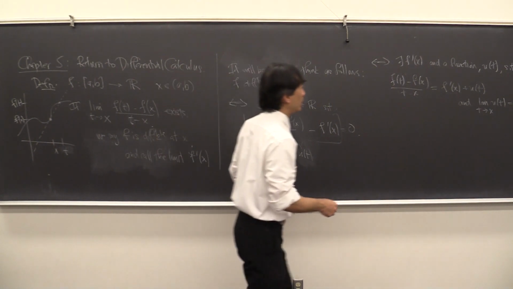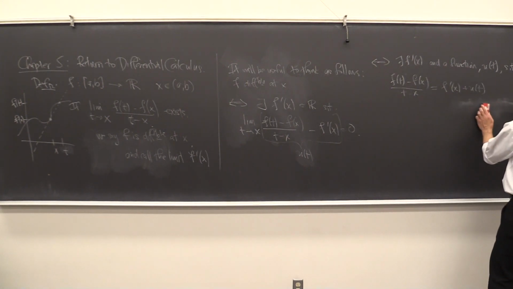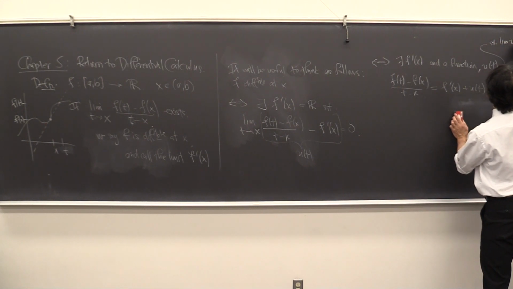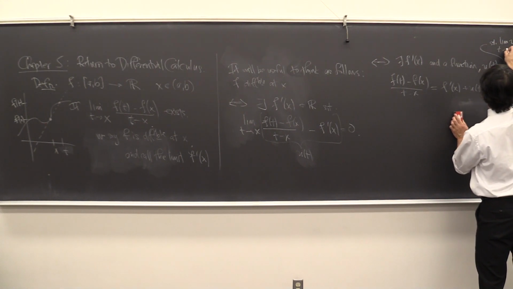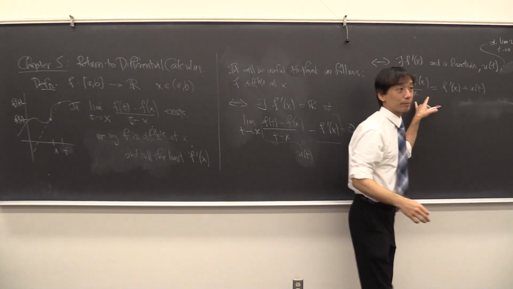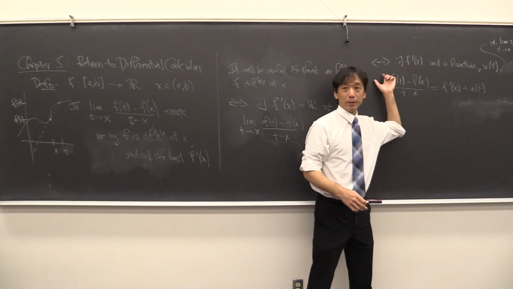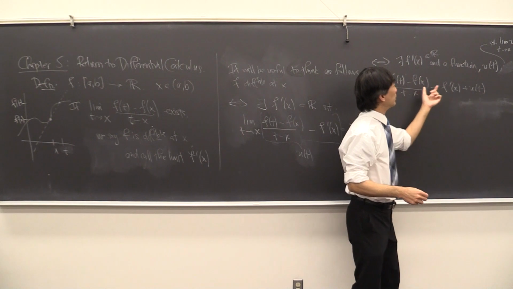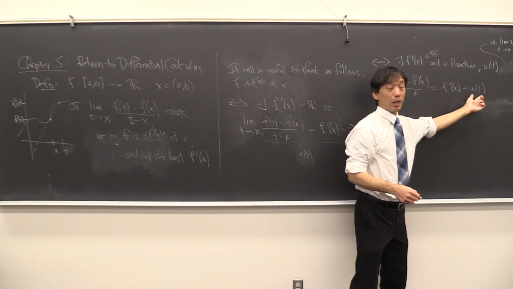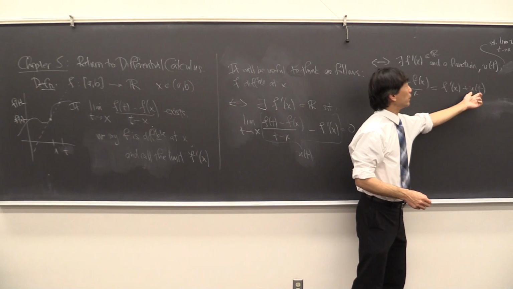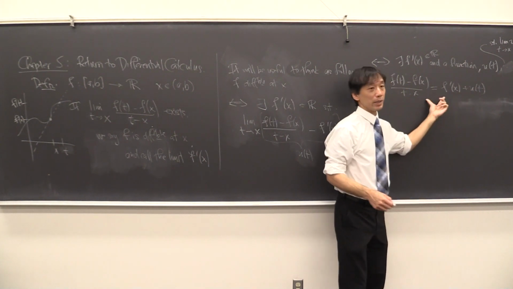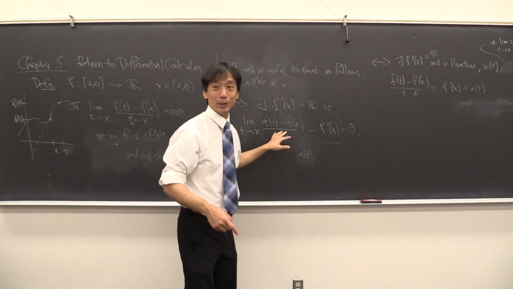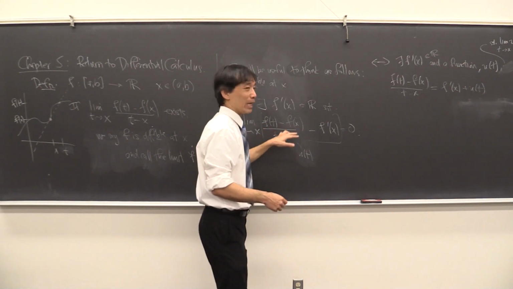Maybe it's a little better narrative to say there exists this function u of t such that the limit of u of t is 0 as t approaches x, and this thing happens. So differentiability is the same thing as the existence of some number and some function that goes to 0 as t goes to x, such that this thing is true. I hope you see that I'm not saying anything new at all. I'm just relabeling things.